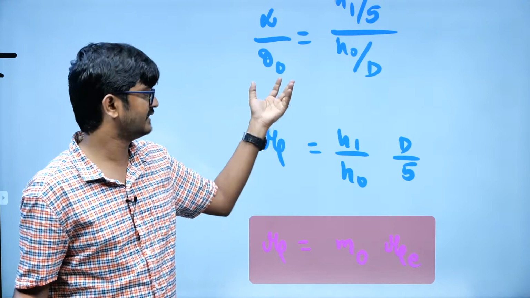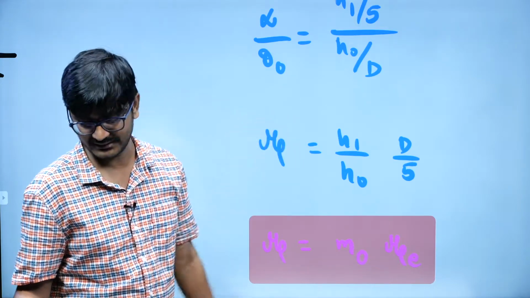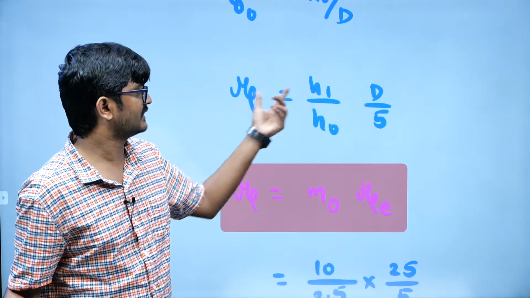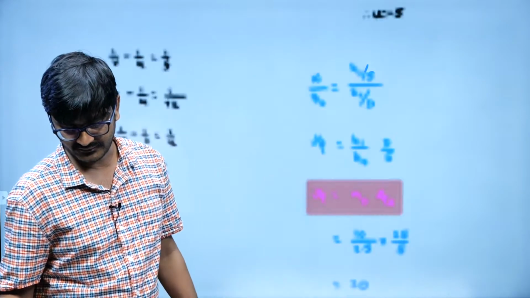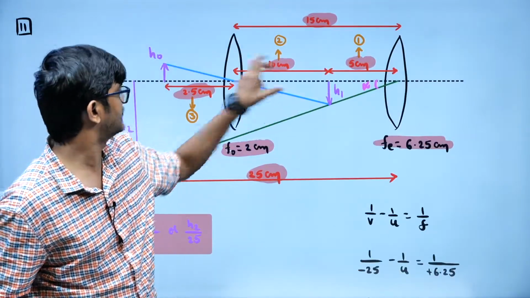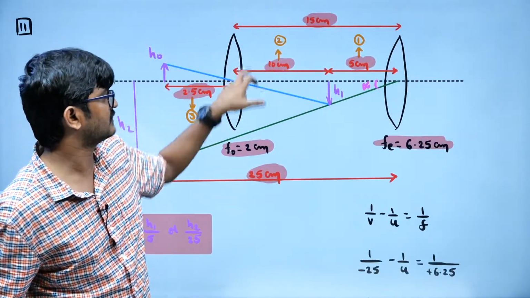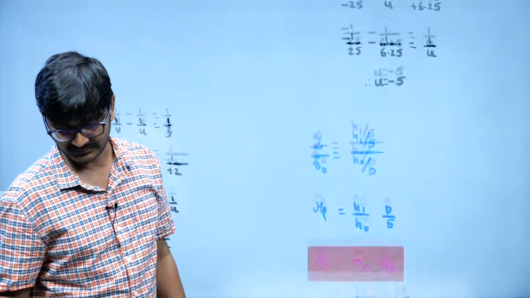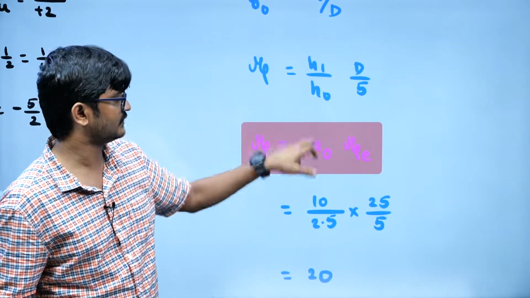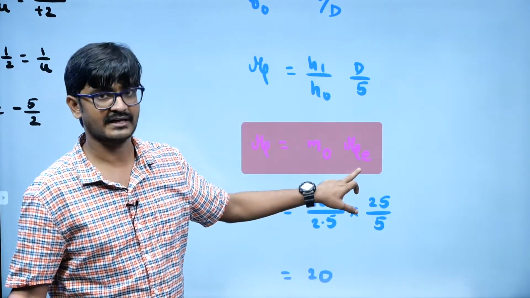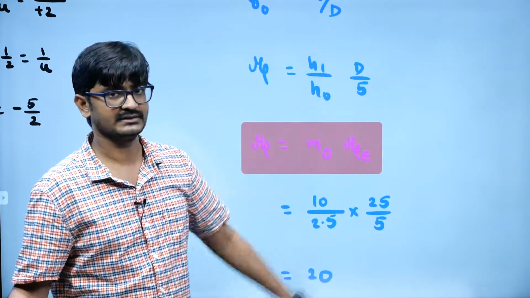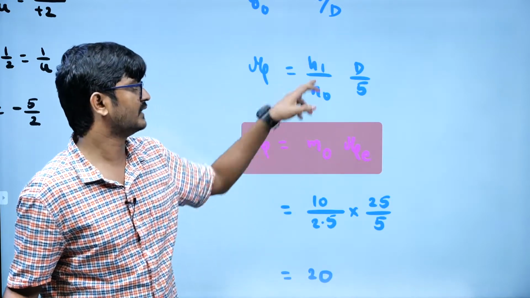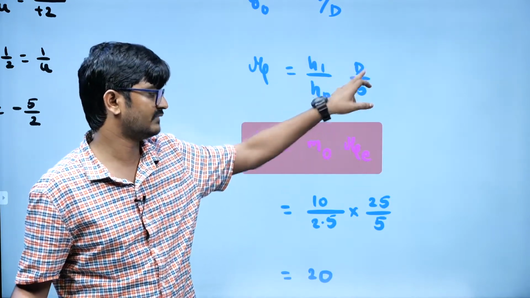I don't know how to denote it, so I am just using my own symbol. So what is this? h1 by h0. If you see the figure, h1 by h0 is nothing but the magnification because of this lens, right? Height of the image by height of the object. So sometimes people will call it the magnification due to the objective lens and the angular magnification due to the eyepiece, right? Anyway, that doesn't matter for me. So h1 by h0 into d by 5. D is 25. That's okay.